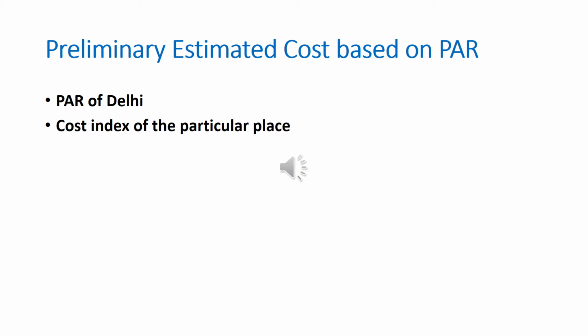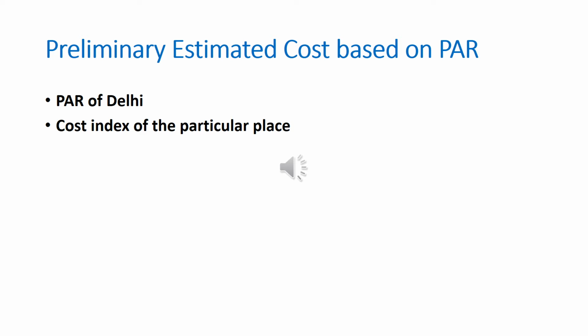With this analogy, we have seen that preliminary cost or preliminary estimate cost is based on plinth area rates. Then what we need is plinth area rates of Delhi and cost index of that particular place of that particular year in which the plinth area rates were prepared, and also we need the cost index of the particular year or particular month during which we have to find out the cost of the building.